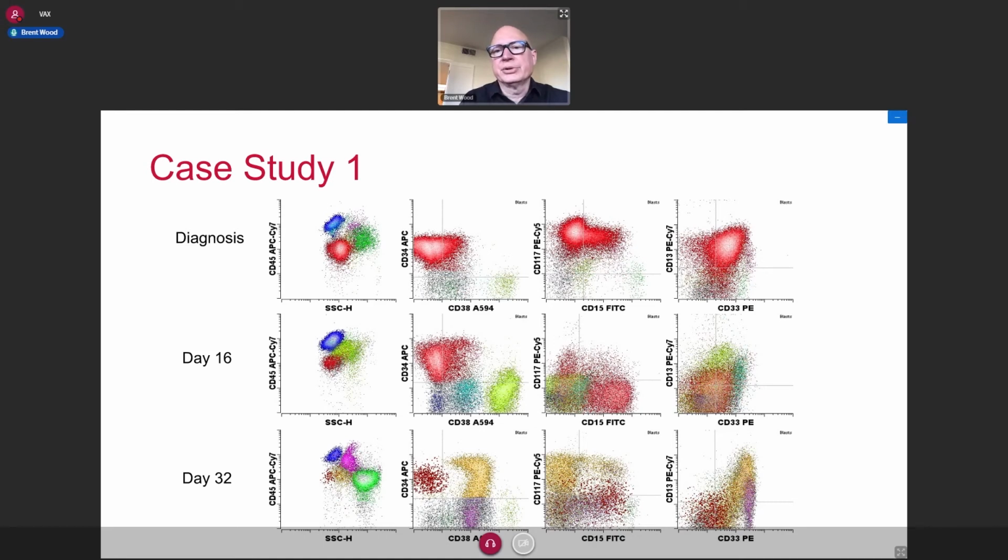Also notice CD13 and CD33. They are now almost negative, very dimly expressed in comparison to the more robust expression seen at diagnosis. A month after therapy, the population of cells is still present with normal maturation in the background, but those same phenotypic changes persist. So the point here is that there have been significant changes in the expression pattern of these antigens after therapy. And so one can't rely on the initial diagnostic immunophenotype to identify residual disease after therapy, even though it may be very useful to point you in the right direction.